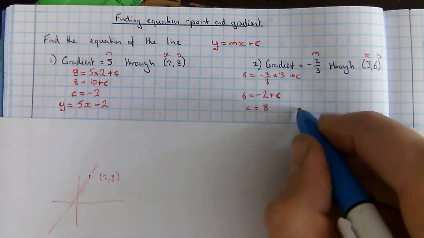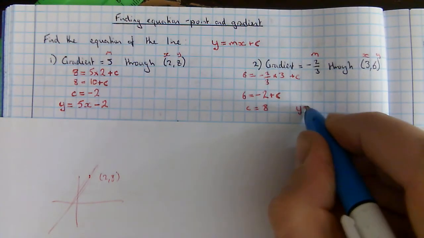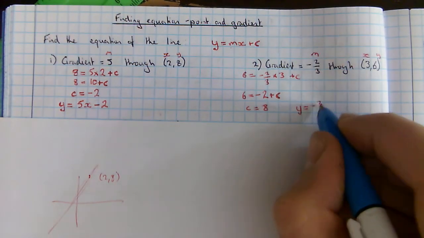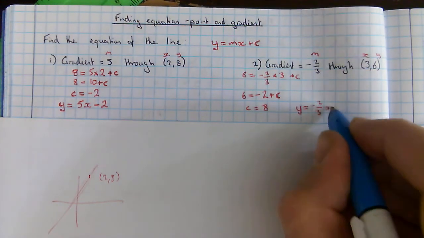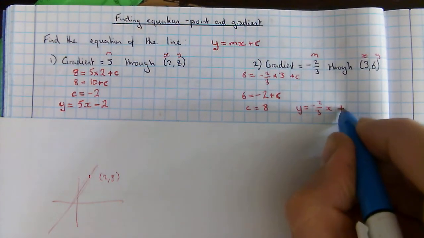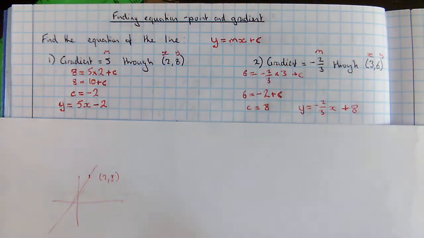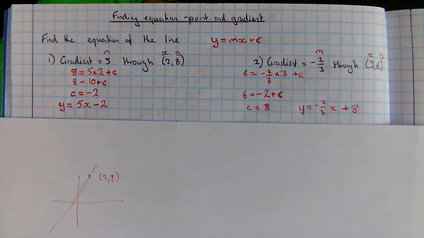I can rewrite the equation of the line. y equals minus 2/3 of x plus 8. And that's my equation of my line. I'll pause the video now while you make sure you've got those 2 worked examples written down, and then I'll give you some questions to try yourselves.